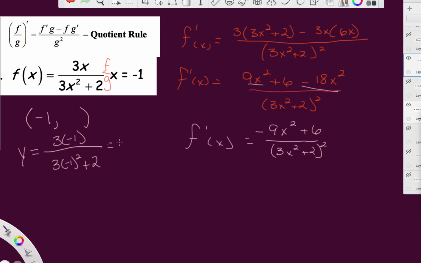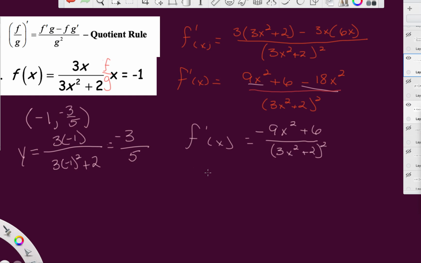This is pretty easy to do. I have -3 over -1 squared is 1, so 3 times 1 plus 2 is 5. So that is my y coordinate. So -3 over 5.